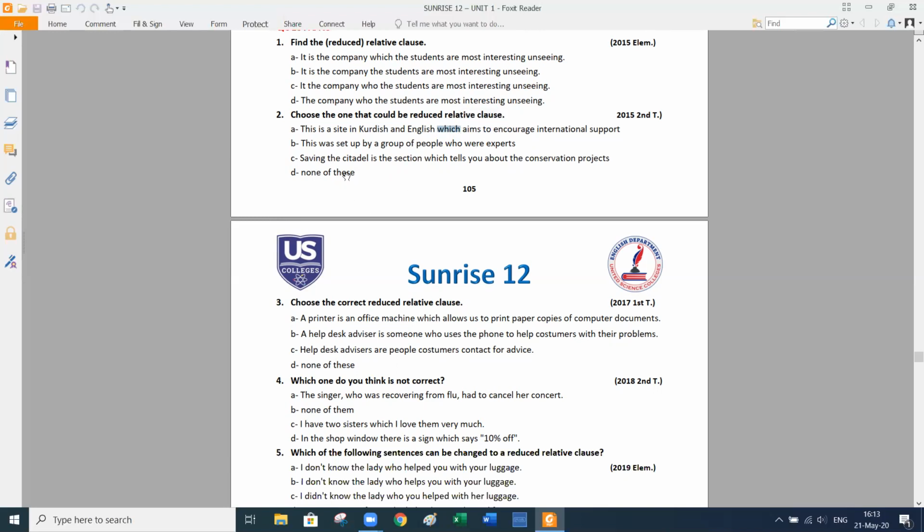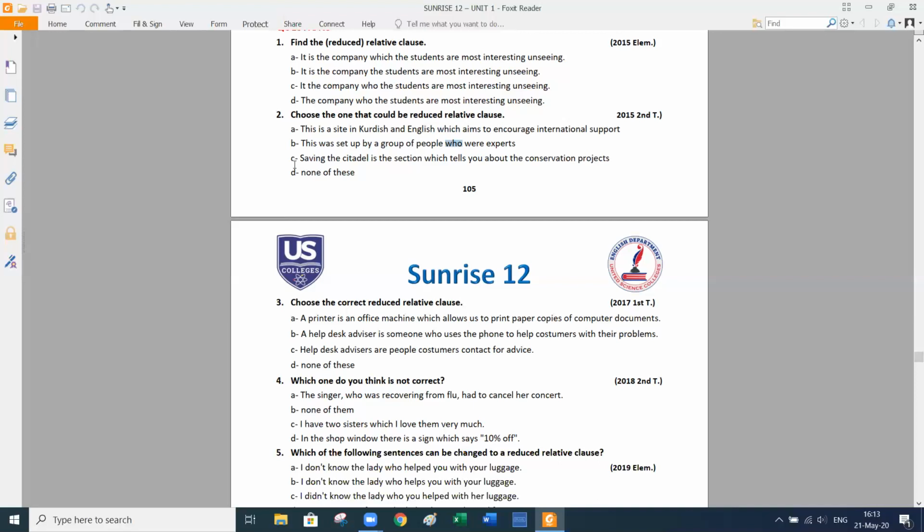B, this was set up by a group of people who were experts. Who were experts? Who is the subject because it comes before the verb. Were is the verb. Who is the subject. We cannot reduce this one as well.